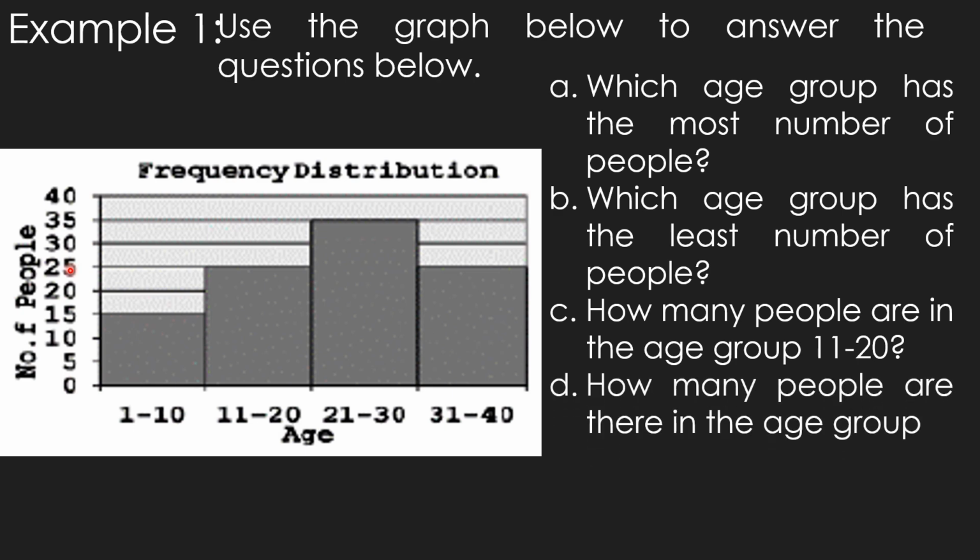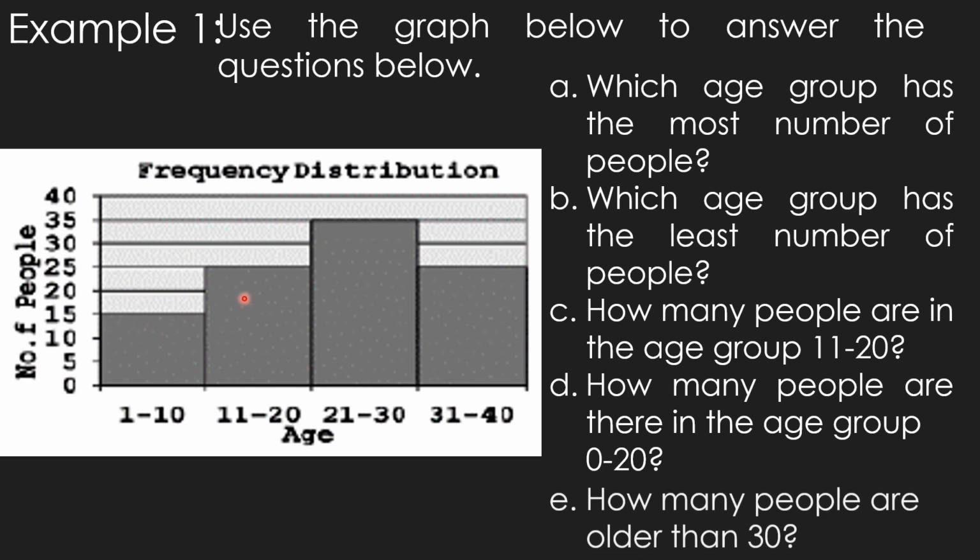Okay. Question number 4, how many people are in the age group 0 to 20? So from here, 0 to 20, you have 15 and 25. 15 and 25 is 40. So there are 40 people in the age group 0 to 20. The last question we have here, how many people are older than 30? So we have here the age group 31 to 40. This age group is older than 30 and they have 25 people.